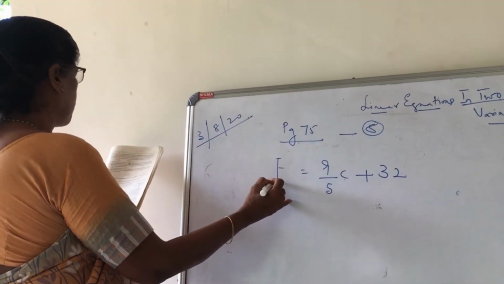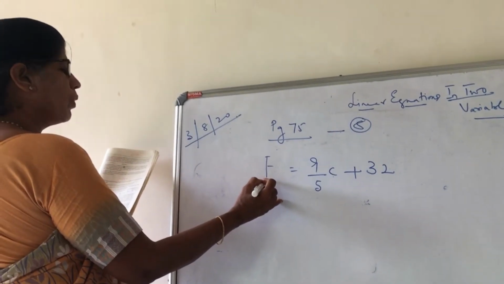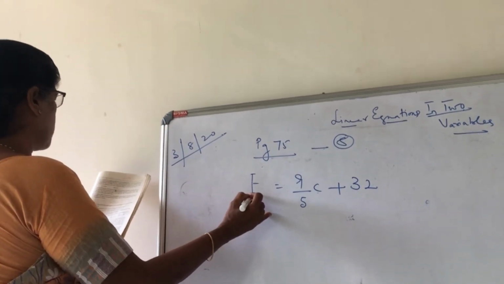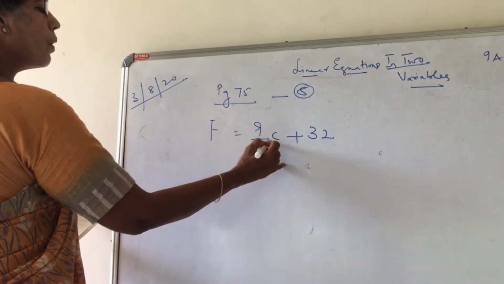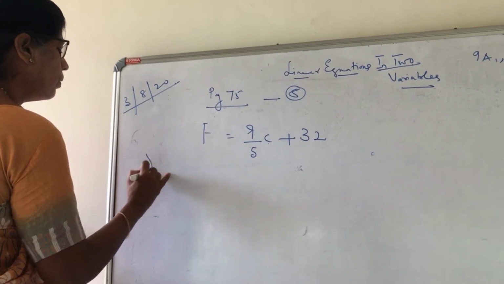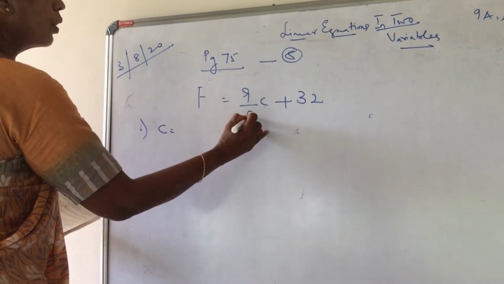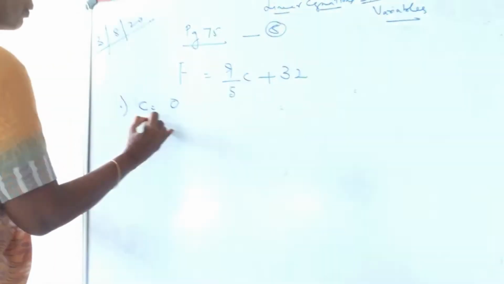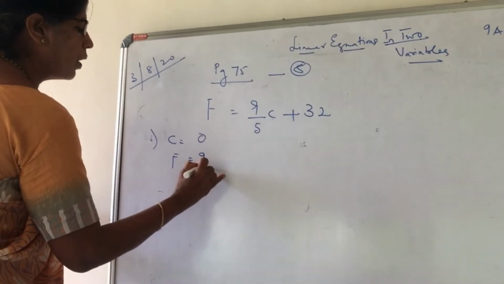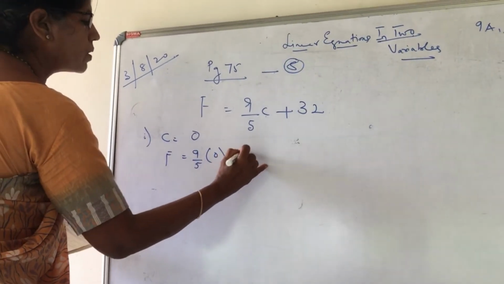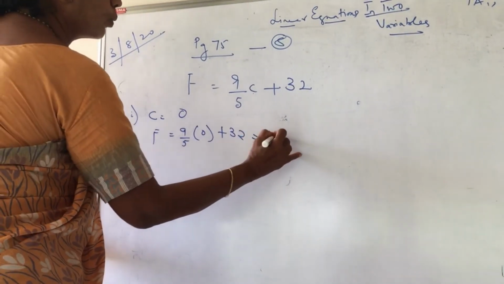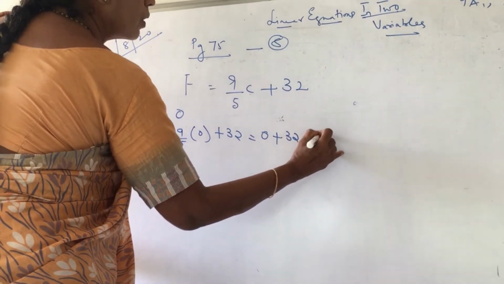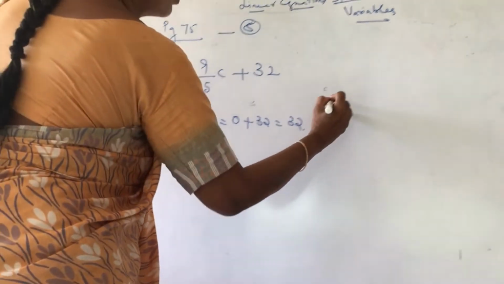Draw the graph of the linear equation using Celsius for x-axis and Fahrenheit for y-axis. 9 by 5c, give in the terms where 5 can cancel c. F is equal to 9 by 5 into 0 plus 32. All of you know what is 9 by 5 into 0 plus 32, that is equal to 32. So the first pair for you is 0, 32.